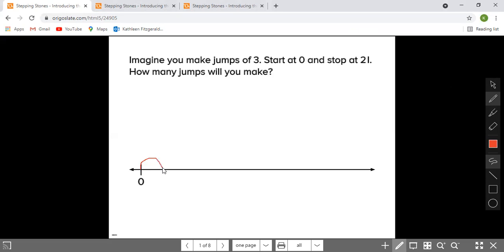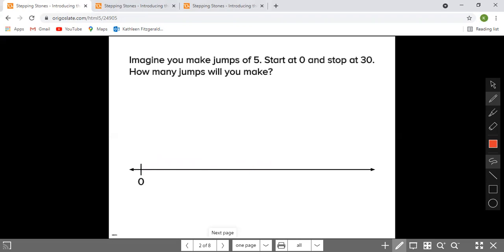Okay, here's our first one. 3, 6, 9, 12, 15, 18, 21. How many jumps will you make? 1, 2, 3, 4, 5, 6, 7. Okay, now as we know, 3 times 7 is 21, or 21 in jumps of 3 means 7 jumps. So 21 divided by 3 equals 7. Let's go to our next one.